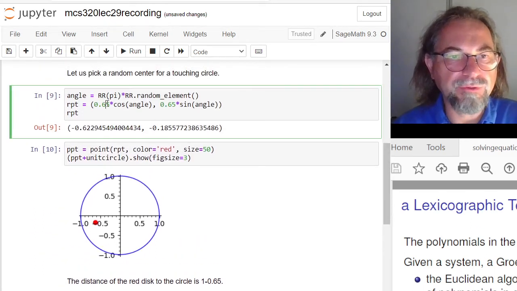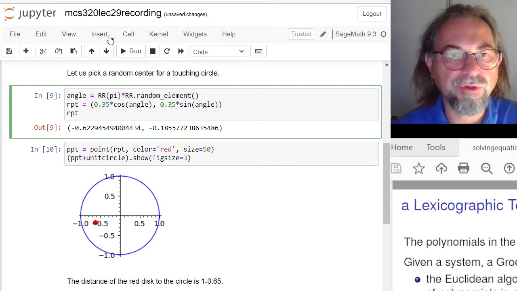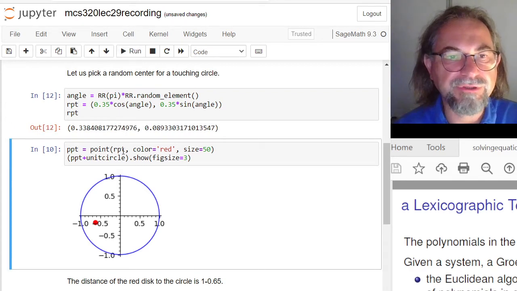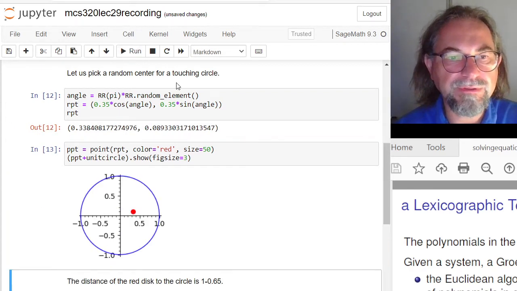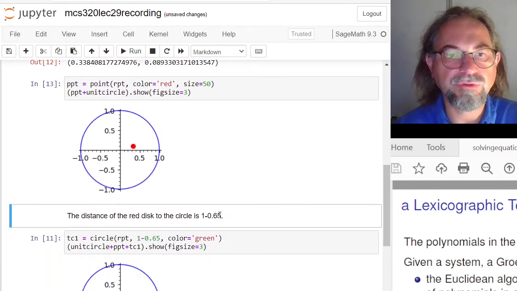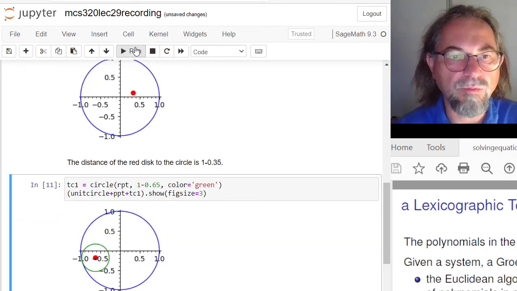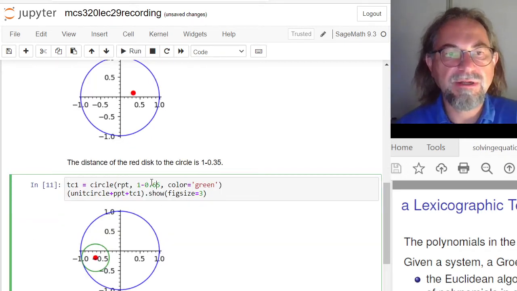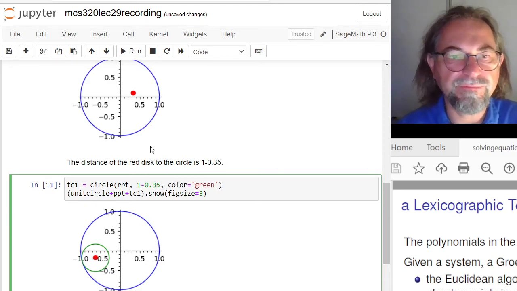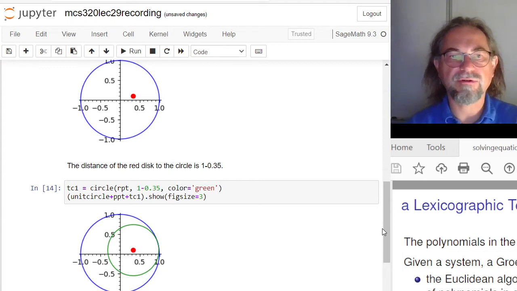If you want to redo this again, let's try to redo this for 0.35. So I will generate another random point. The random point now runs closer, and now I have to change also here. So now the radius is 1 minus 0.35, and now I will have a larger circle.